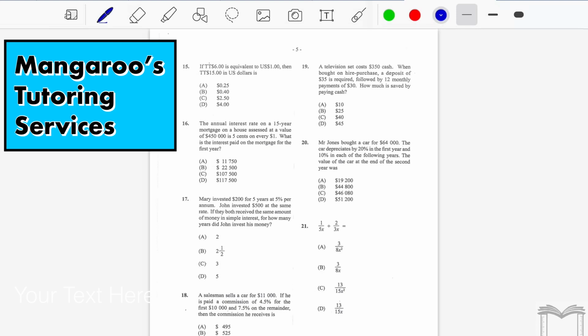At this point, you can pause the video and attempt numbers 15 to 21.